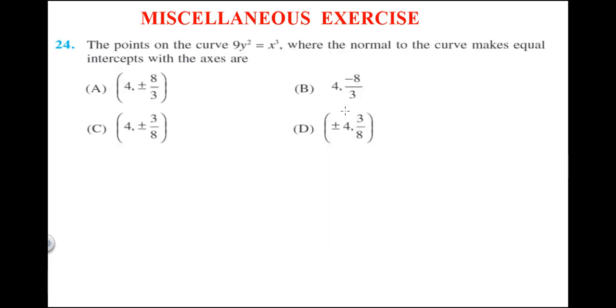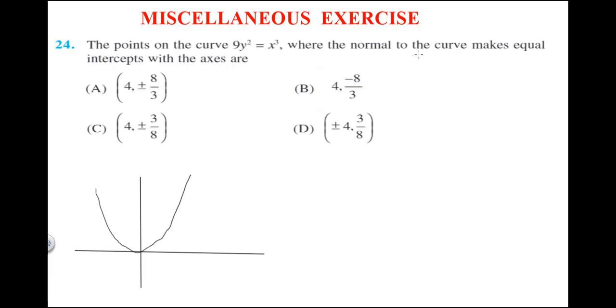In question number 24, we have to find the points on this curve where the normal to the curve makes equal intercepts on the axis. So just drawing out a rough diagram for you. Suppose this is our x-axis and y-axis, right? I'll just draw it a bit straight. So these are our axes and making the curve now. So the curve is 9y square equals x cube. So it will be kind of like this.